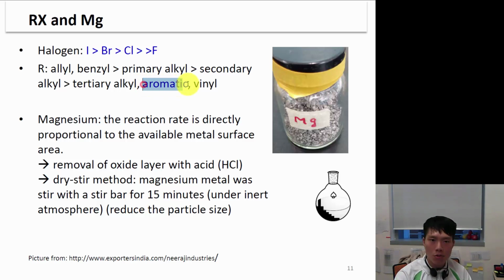So here we're going to work with an aromatic halide. And for the magnesium, the reaction rate is directly proportional to the available metal surface area. So this is an organometallic synthesis. Now, think about why we need to use iodine in the first place. Why just a small amount? Why do we have to add that?